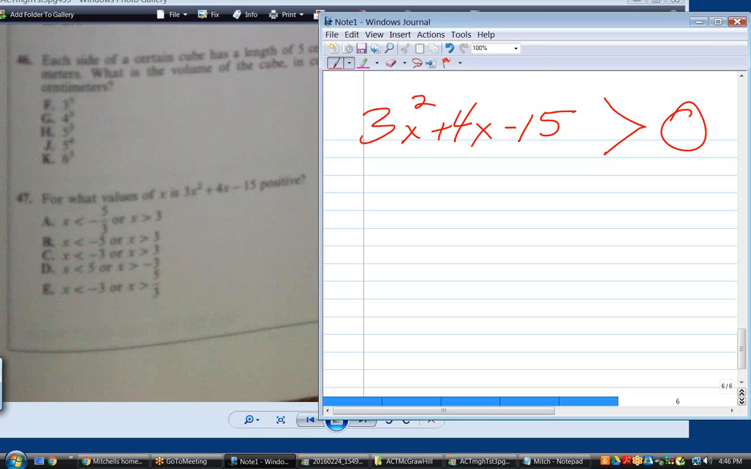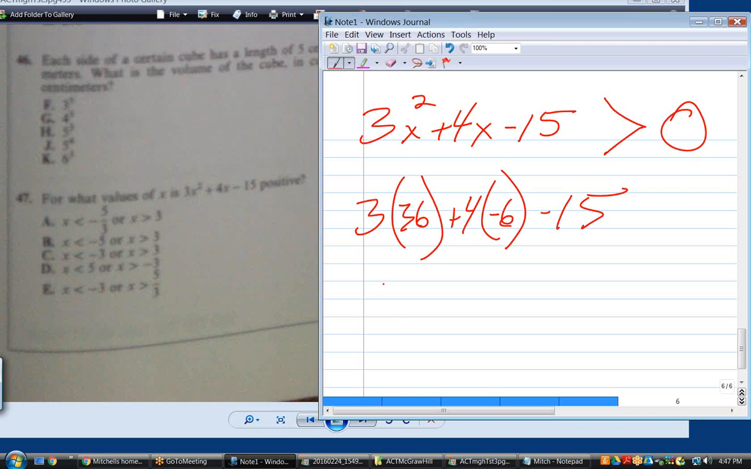Let's do the easiest one first. That doesn't look particularly easy because it's got a negative 5/3 involved. But this one here, would this work? Well, let's see. If x is minus 6, what do we get? We get 3 times 36 plus 4 times minus 6 minus 15. Is that positive? 108 minus 24 minus 15. Yes, it is.